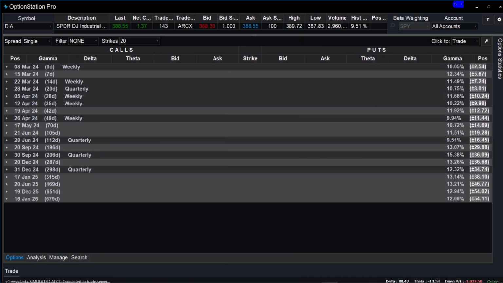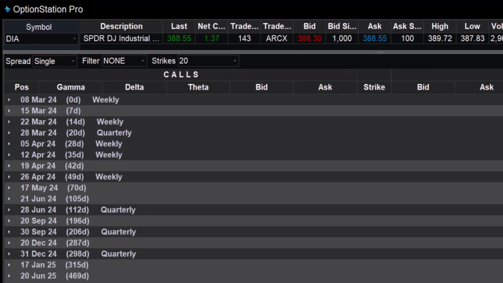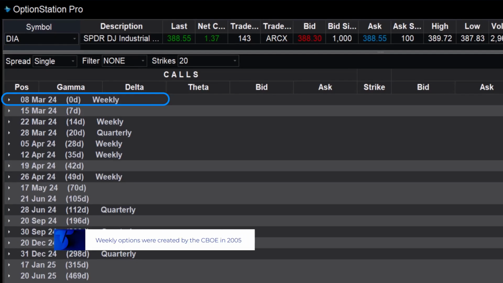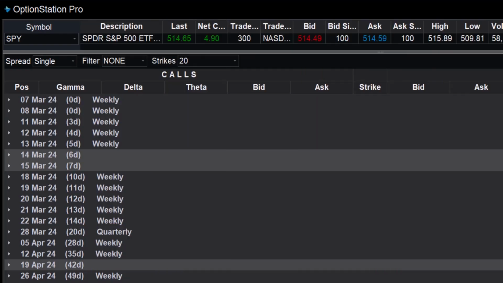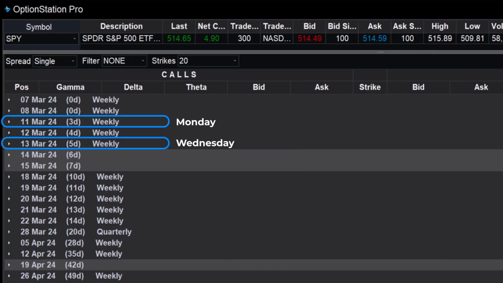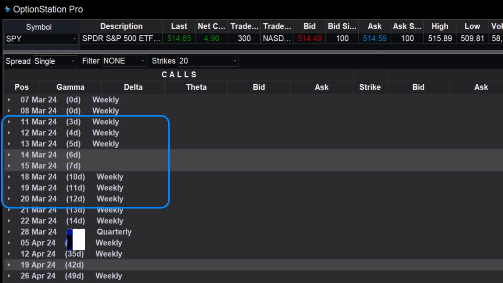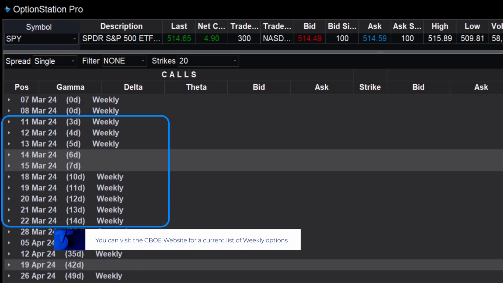Traders often reference weekly options in relation to 0 DTE options. Weekly options were created by the CBOE in 2005. Initially, they had expirations every Friday except for when the standard monthly options expire. Over time, the exchange expanded the offerings to include expirations on Wednesdays and Mondays. Several securities now have options expiration on every trading day. You can visit the CBOE website for a current list of weekly options available from the CBOE.